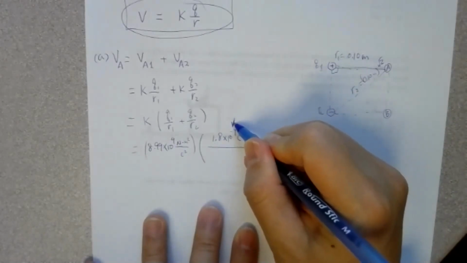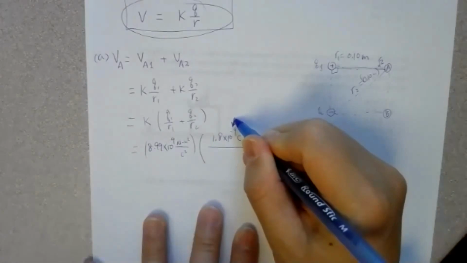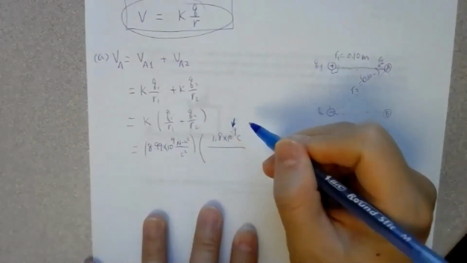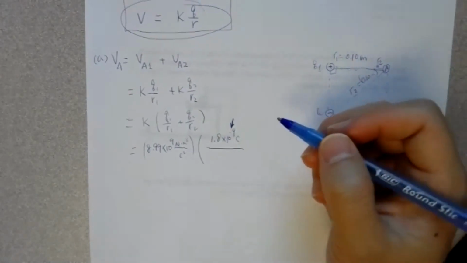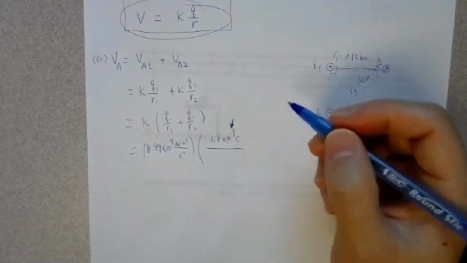I believe in some of the homework problems this time, you got the charges not in coulombs, but in nanocoulombs or microcoulombs. So you want to pay attention to the units there.